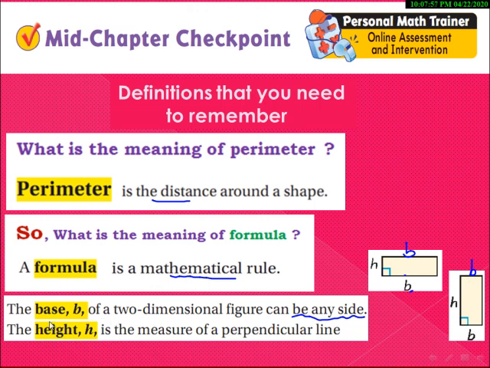So the base B of a two-dimensional figure can be any side, and the height is a measure of a perpendicular line to the base. I can see a square corner here. That means the height is a perpendicular line to the base.